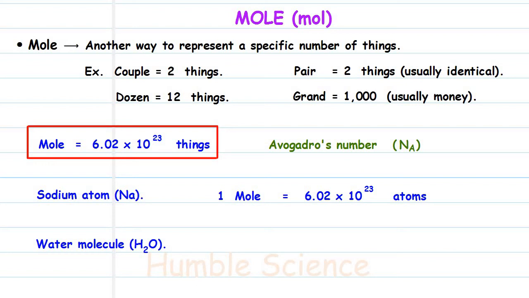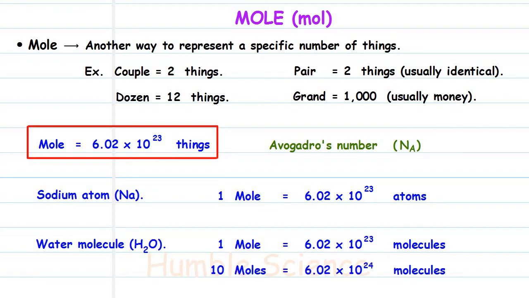Mole can also be used with molecules. And if we have 1 mole of water molecules, it means we have 6.02 times 10 to the 23rd of the water molecules. And if we have 10 moles, it means we have 6.02 times 10 to the 24th of the water molecules.